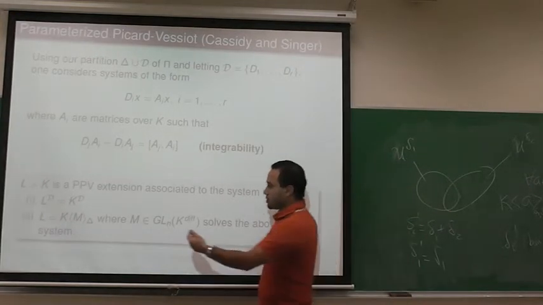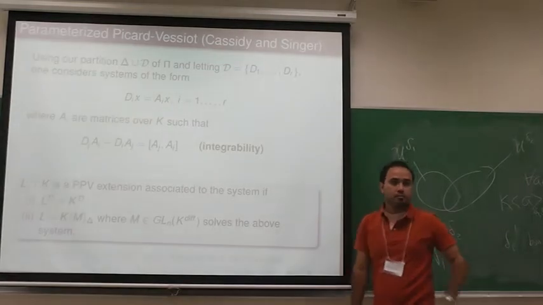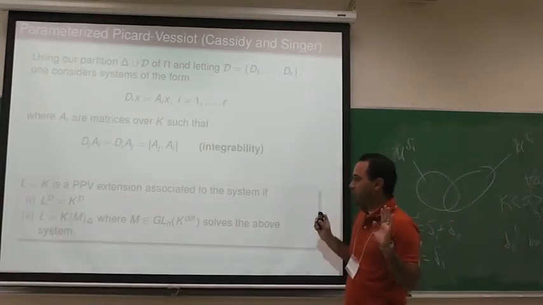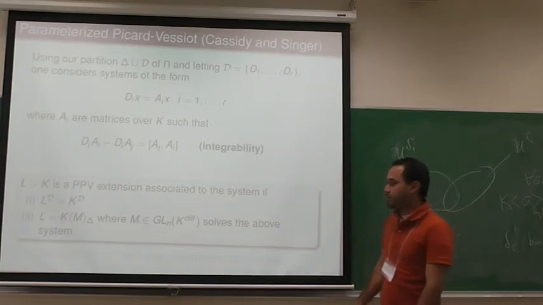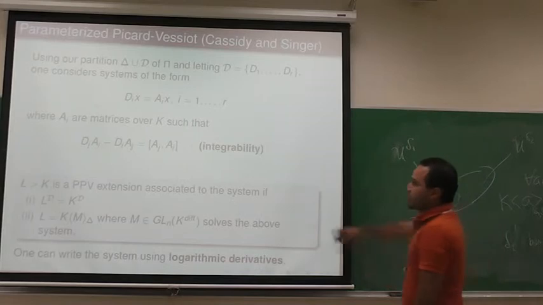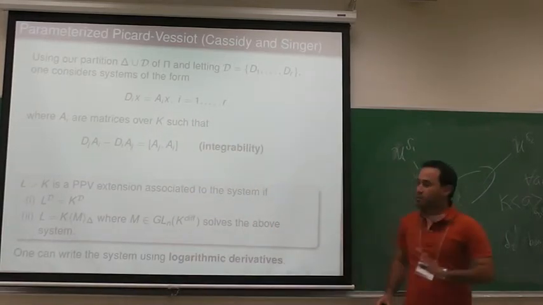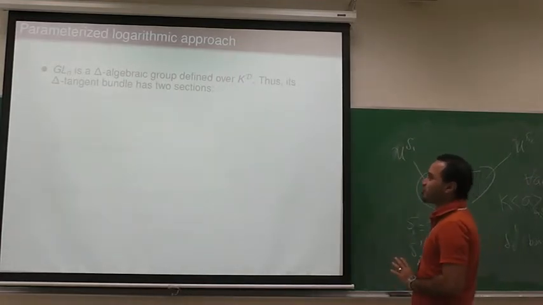It's exactly what you would expect, you know? No new constants, and generated by a fundamental system. It's the usual definition of a parameterized Picard-Vessiot extension, okay? No new constants, and generated by a fundamental system of solutions. Now, one can write this in the setting of logarithmic equations. This is standard. I'm going to do it in case people have not seen it before.